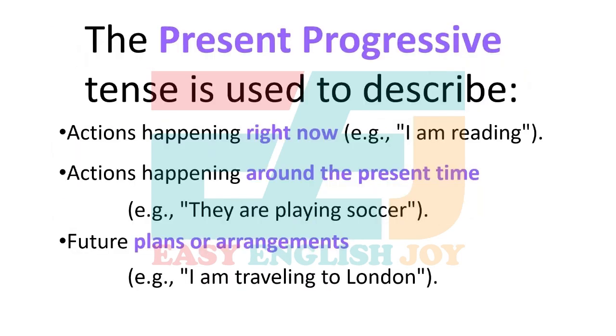The present progressive tense is used to describe actions happening right now. For example, I am reading. Actions happening around the present time. For example, they are playing soccer. Future plans or arrangements. For example, I am traveling to London.